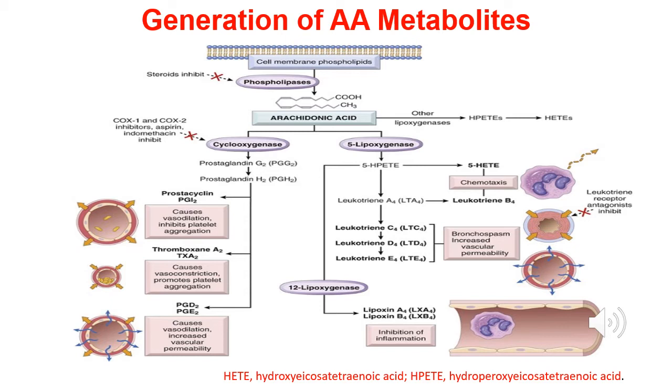Here on the right side, on the leukotrienes side, you can see that these leukotrienes cause bronchospasm, so they affect the smooth muscle of the airways. Therefore, this forms the basis for the leukotriene receptor antagonists, which will inhibit this effect, and they are used mainly in bronchial asthma.